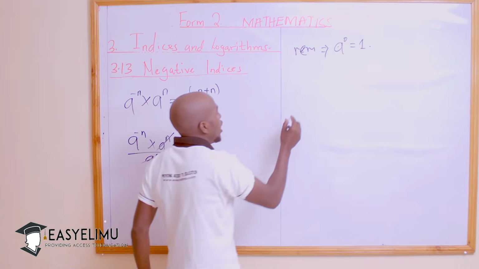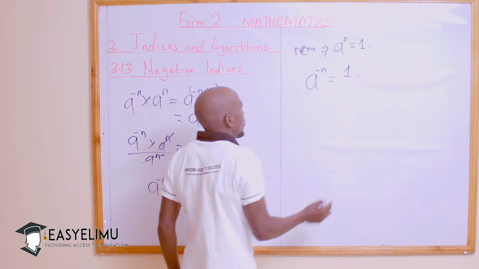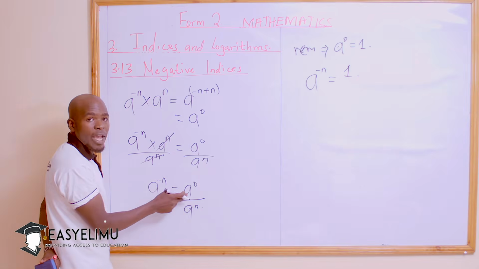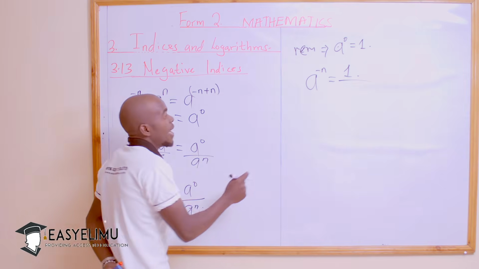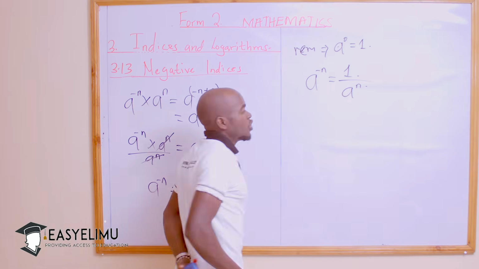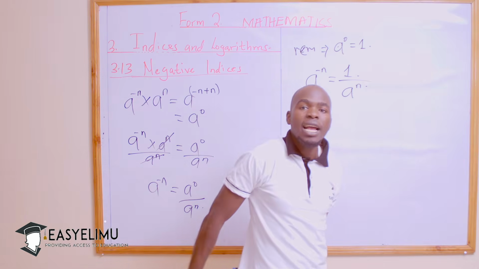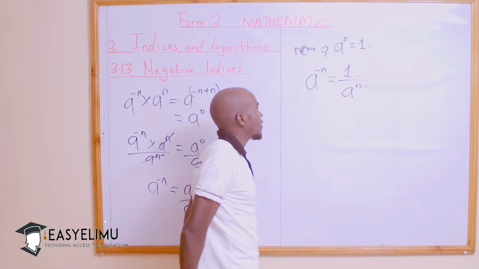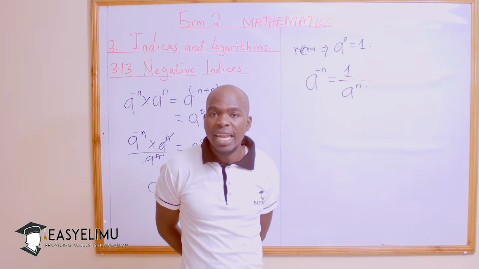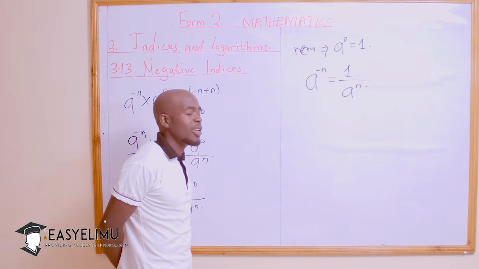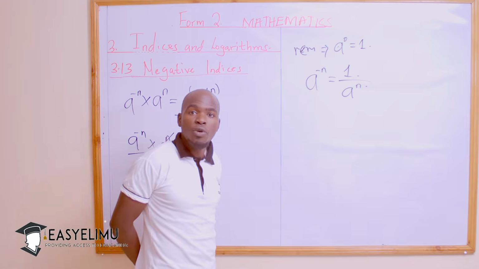So meaning that in case you have a raised to negative n, it will be equal to 1 over a raised to n, because we are going to replace where we have a raised to 0 by 1 and divide by a raised to n. So that means that in case you have a number with a negative index, it's the same as writing 1 over that number without the negative index. So the negative index changes to a positive index as we have seen there. Let's view an example.